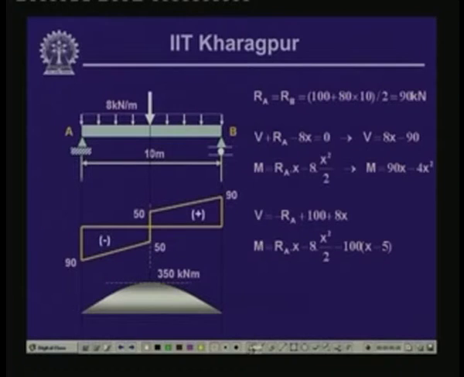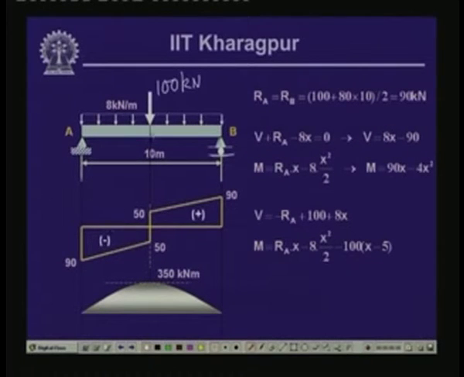Now, let us look into this particular example where again the beam is a simply supported one, having a hinge support here and a roller support over here, and it is subjected to a concentrated load. Let us say this concentrated load is 100 kilonewton.